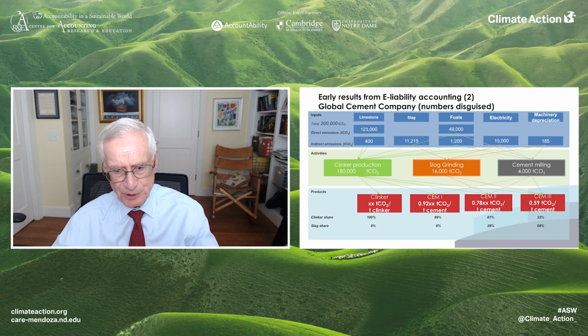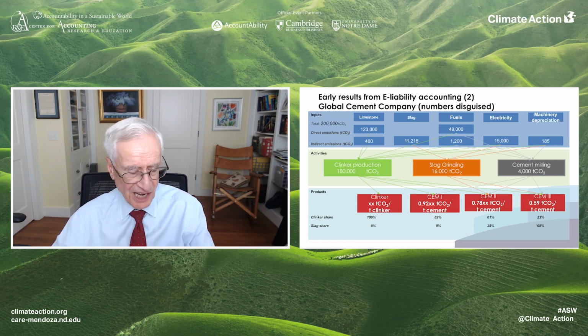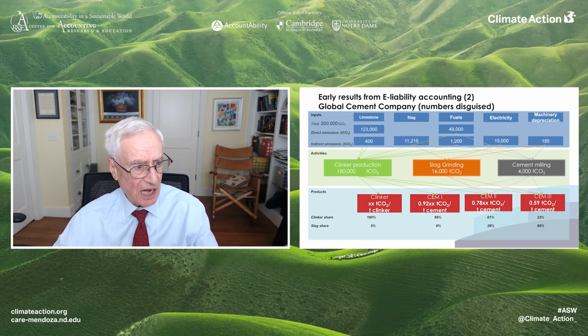And it turns out this company was already looking at what would be called the e-liability method on its own because it wanted to do better than scope 3. It wanted to produce to a higher standard. So we actually had a head start there. So these are disguised data for one of the plants of this very large cement company. And there's a total of, say, 200,000 tons of CO2 emissions equivalent at this plant.